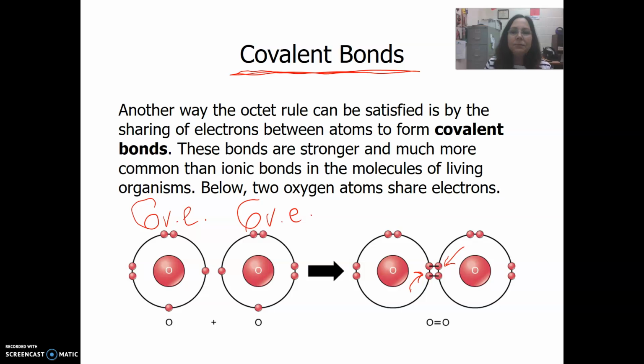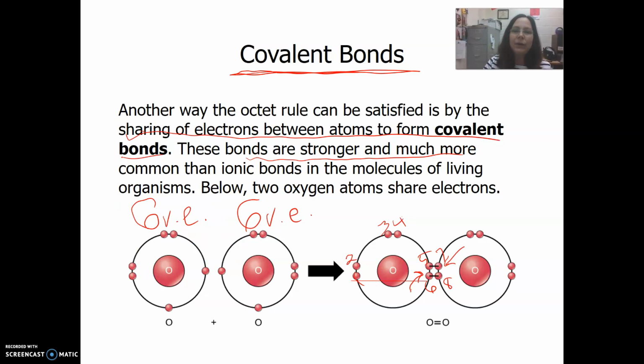Now, if you count up how many electrons the oxygen on the left has, it's 1, 2, 3, 4, 5, 6, 7, 8. And if you do that for the other one, it's the same thing. They each now have 8 electrons in their outer energy level, or their valence shell. So covalent bonds are stronger, and they form by the sharing of electrons. Okay?